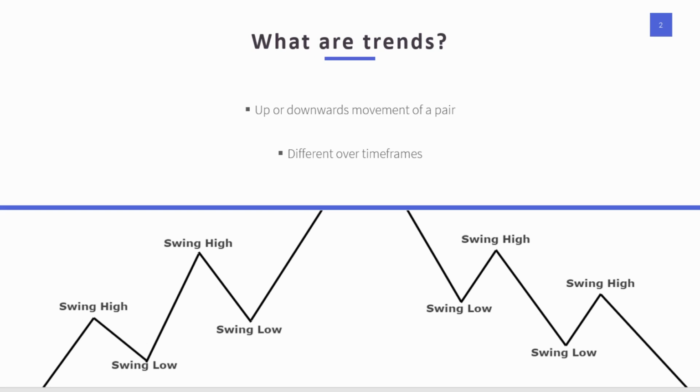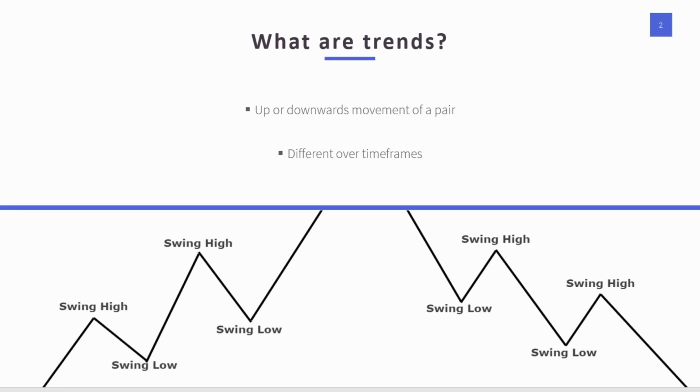So what a price can also do is consolidate. That means that a price is not moving in one general direction, so it's not moving up or down, but rather it's moving up and down within a certain range. So price is actually moving sideways if you zoom out, and that is not considered a trend.